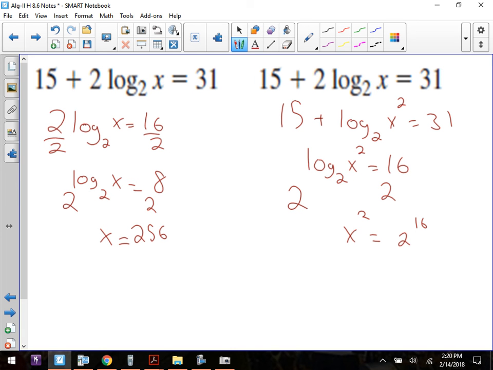Now, we're one of two things. You can type in 2 to the 16th and get some really god-awful large number. Or, how do you undo squaring? You square root it. What's the square root as an exponent again?